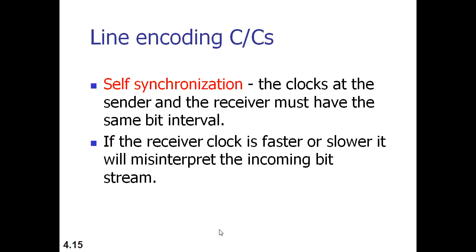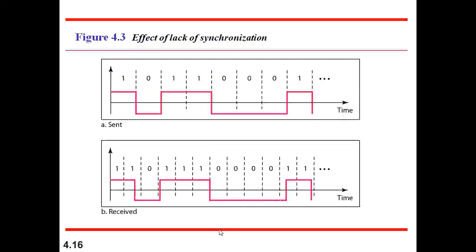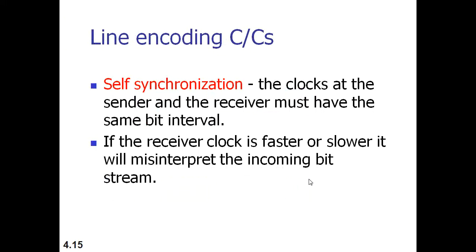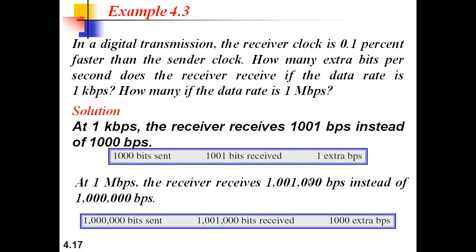The third component is self-synchronization. The clocks at the sender and receiver must have the same bit interval. If the receiver clock is faster or slower, it will misinterpret the incoming bit stream. You can observe in the diagram: the actual information sent is 10110001, while at the receiver side it is received as 110111000011. So misinterpretation is happening due to no proper self-synchronization.